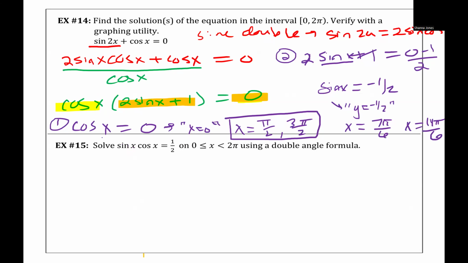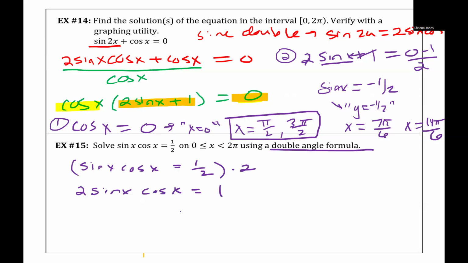Does that make sense? So when I look at this, I currently have sine x cosine x equals 1/2. And it wants me to use the double angle formula. Well, in order to use the double angle formula, I need to make this into the double angle formula. So I'm going to multiply all sides by 2. When I multiply all sides by 2, I get 2 sine x cosine x equals 1. Now, does that look like our identity? Yes. So now I can condense. So we're going to condense 2 sine x cosine x down to sine of 2x equals 1.